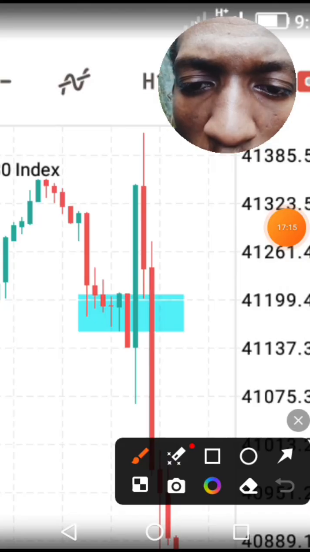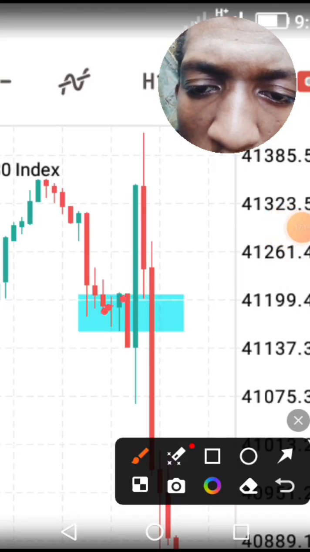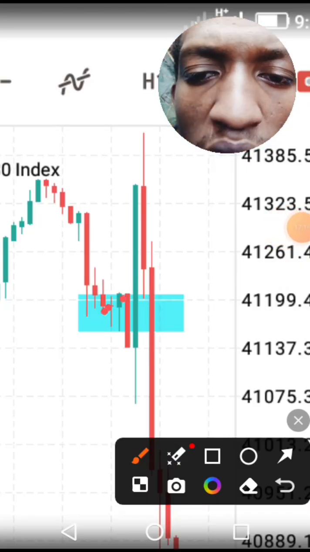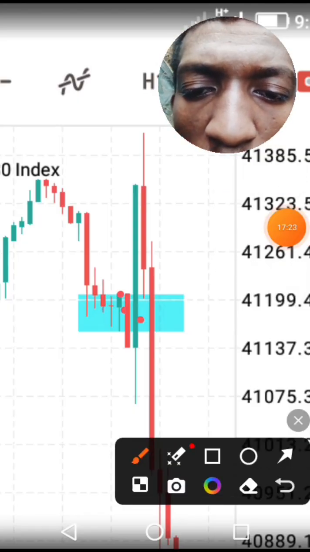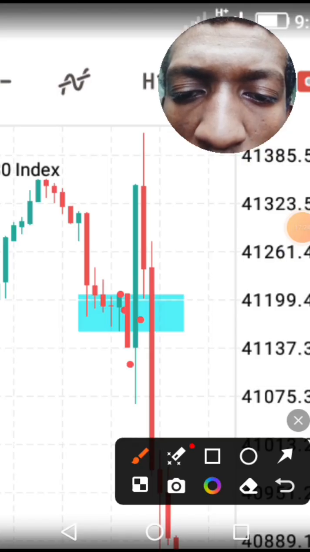Then what happened? Formed another black box. 1, 2, 3. We tried to break, we didn't. Then formed another 1, 2, 3. We broke down there.